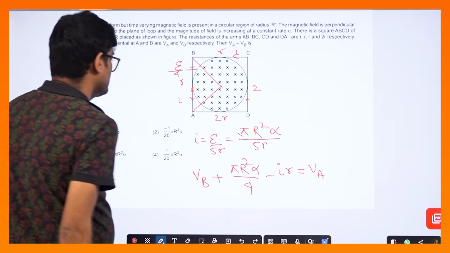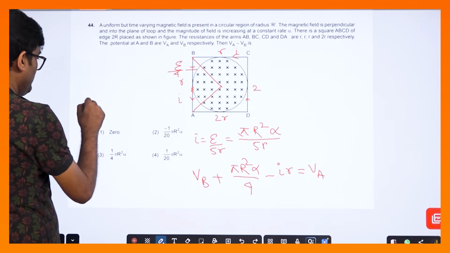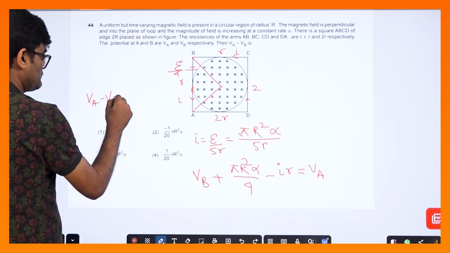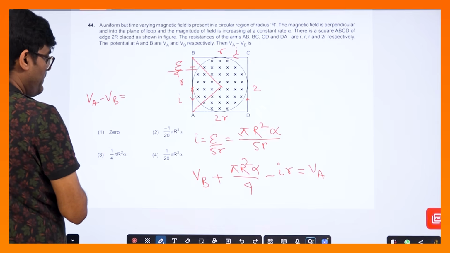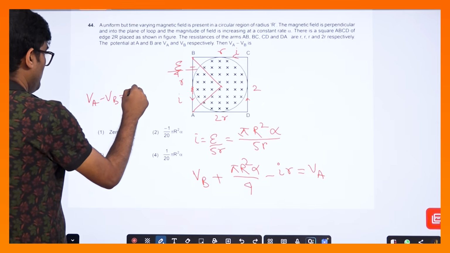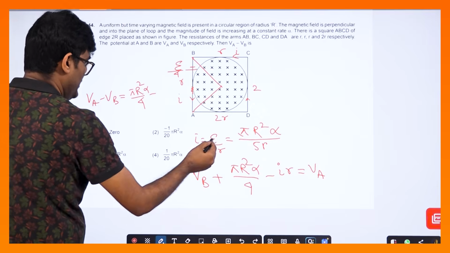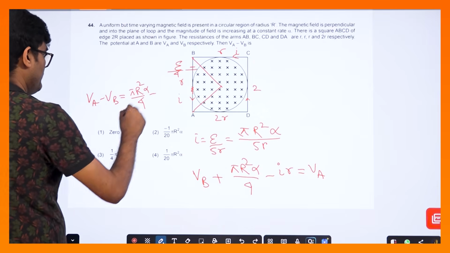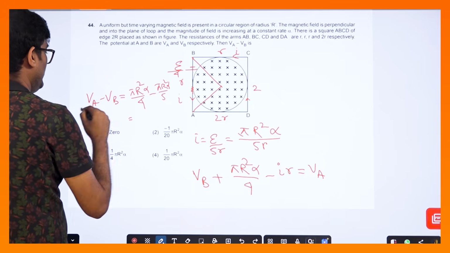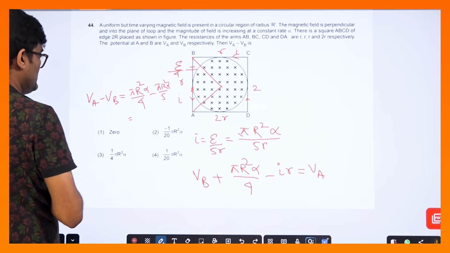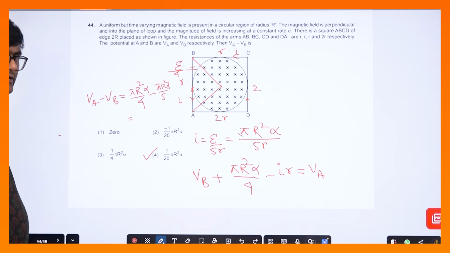So my question is, what is VA minus VB? VA minus VB is equal to pi r squared alpha by 4 minus I into r. What is I into r? Pi r squared alpha by 5. So it is 5 minus 4, 1 by 20. So pi r squared alpha by 20 is the correct answer for this question.